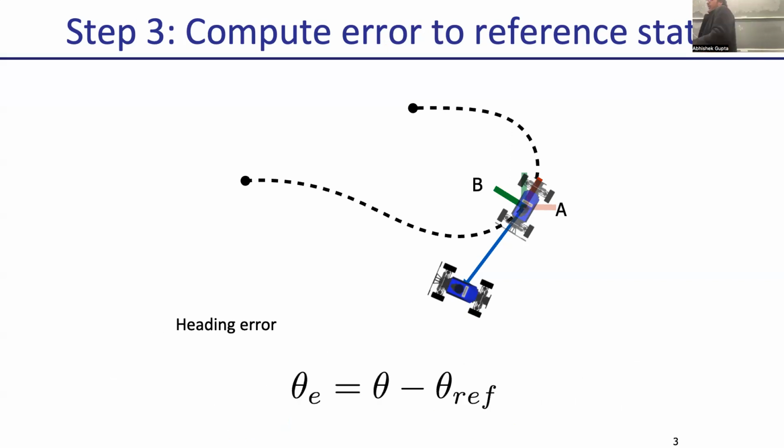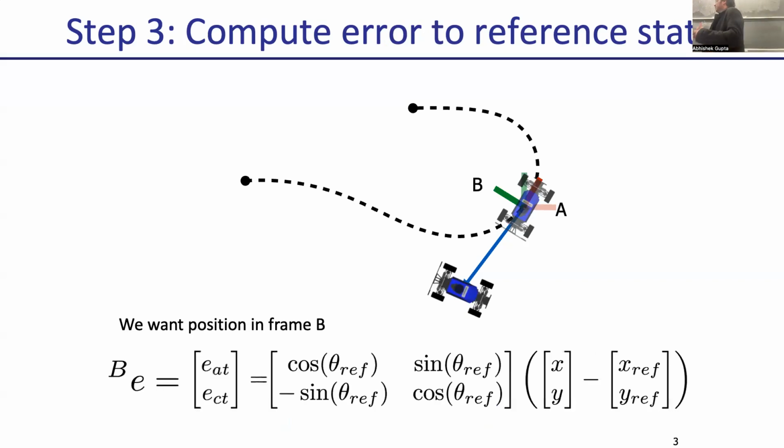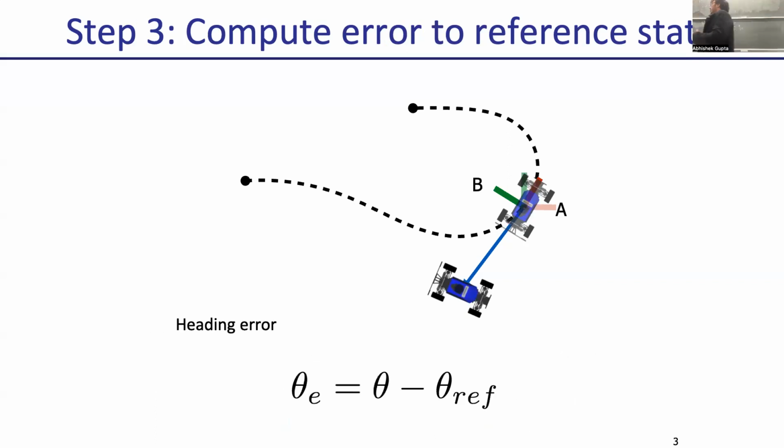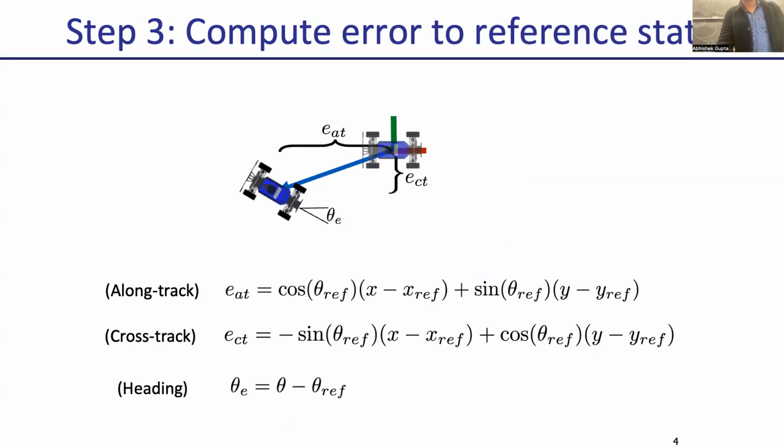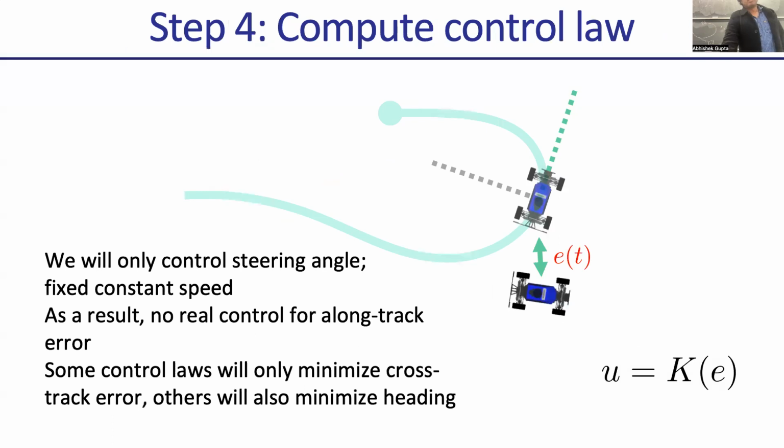And then your heading error. So what I did so far was an error in X and Y, just re-expressed in the frame of reference of the car. And then the heading error is just the difference between your current heading and your reference heading. Right? That's it. And so we've computed these three terms: the along track error, the cross track error, and the heading error. Right? These are just expansions of that rotation matrix times the error. You can just work it out, but it gives you the same thing. But intuitively, you just want to take the difference of points and reproject it into this frame, and that gives you the error. And your goal in control is to try and minimize this error, right?